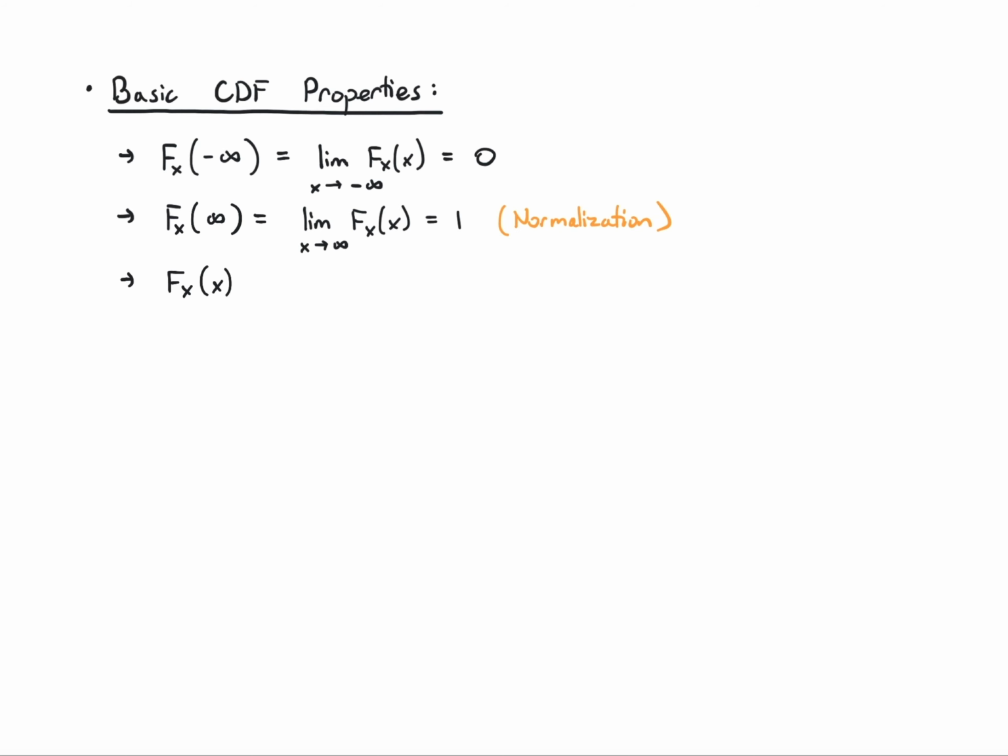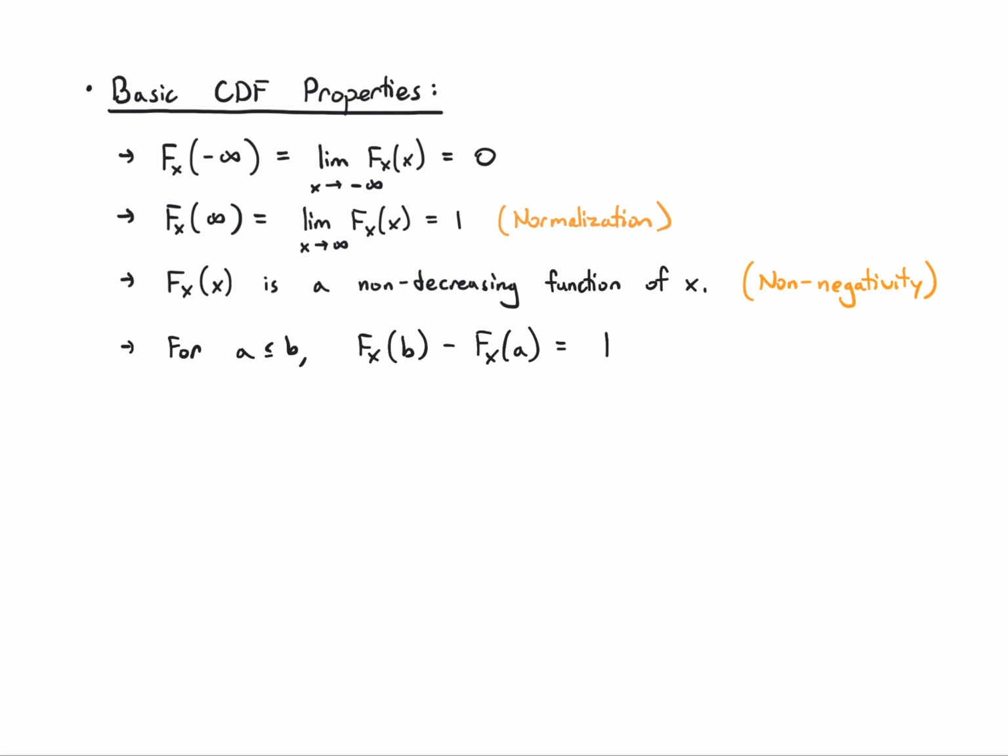We also know that this CDF will be a non-decreasing function of x, and that's due to non-negativity, because if it went down, that would mean there was some negative probability pushing it down. We also have that if I'm interested in calculating the probability of an interval, I can just take the difference in CDF values. The probability that x falls into this half-open interval, starting at a, not inclusive, but going all the way to b, including b, is this difference of CDFs.